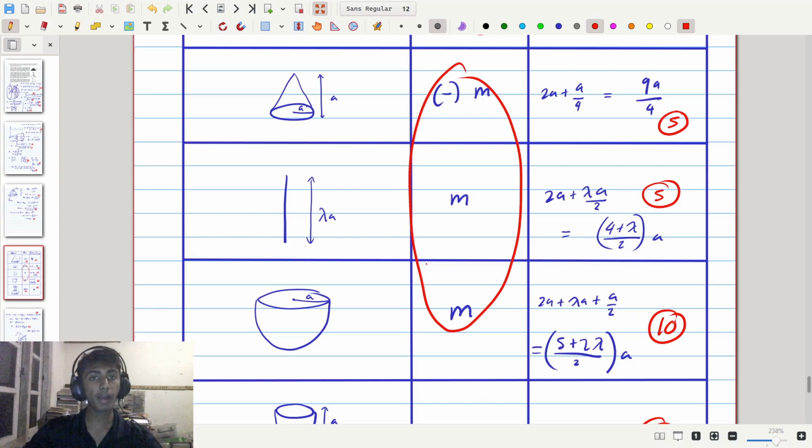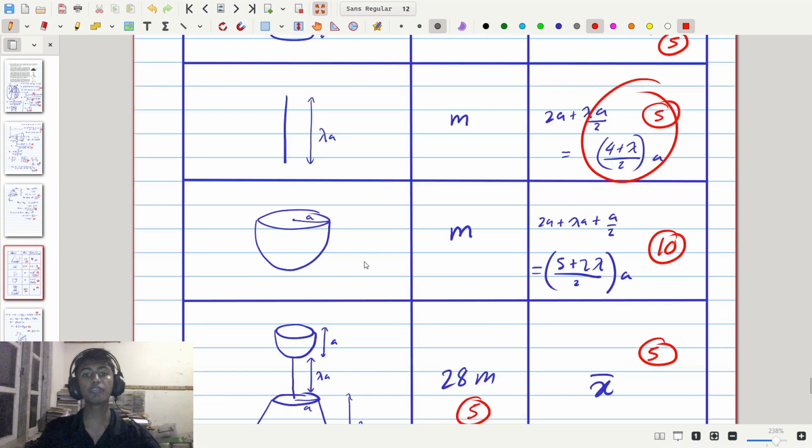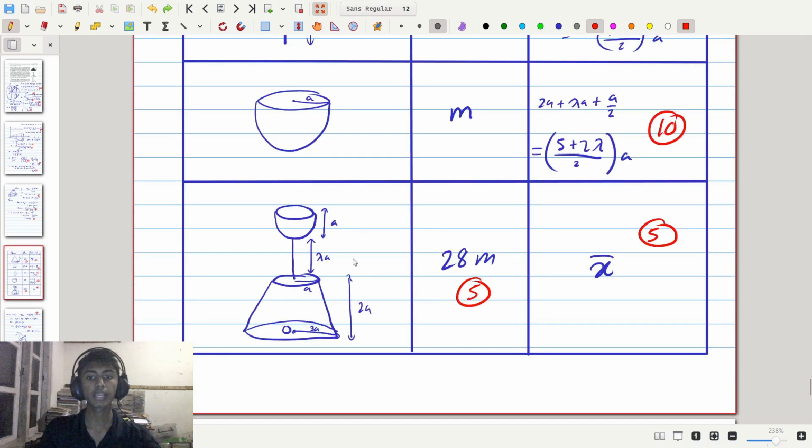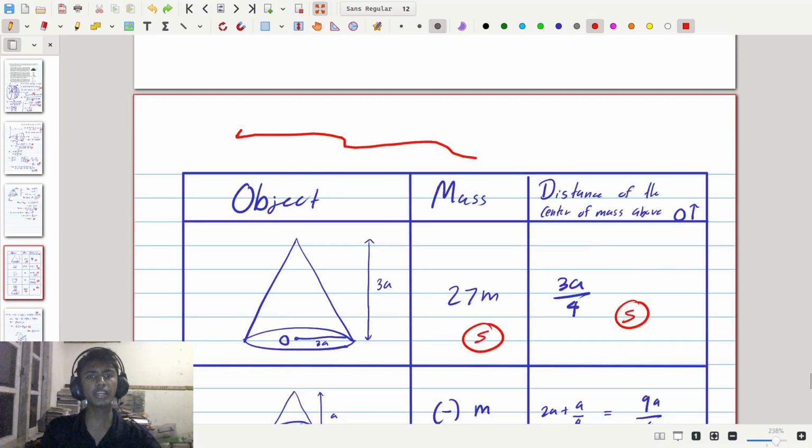However, you get marks for this distance, 5 marks, this distance, 5 marks, and for the distance of the center of mass of the hemisphere, you get a total of 10 marks, probably because the expression for it is a little bit more complicated. We have 2a plus lambda a plus a over 2. And then finally, for writing down the total mass of the object as 28 m, you get 5 marks, and writing down its center of mass having a distance of x bar, you get another 5 marks. Now you could also write it like this, or define it with a sentence or something, that will also get you the same 5 marks.